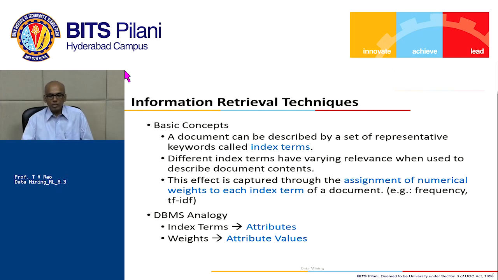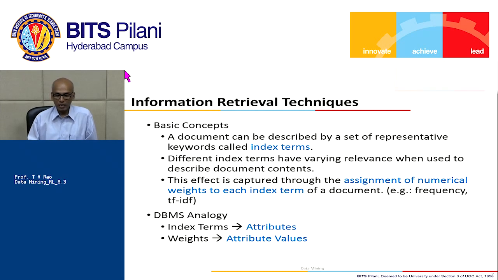And sometimes we assign numerical weights to each index term. We are going to look at term frequency and inverse document frequency shortly. Those numbers are going to help us differentiate the importance of some of the index terms compared to the others. If we are looking at a DBMS analogy, the index terms are somewhat like an attribute, and the weights are representing the attribute values.